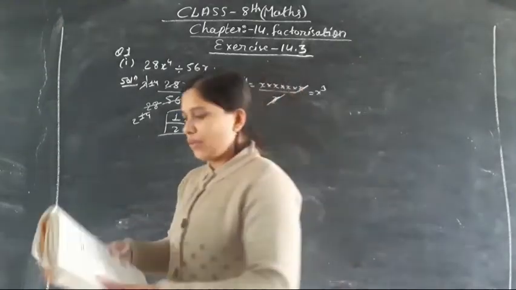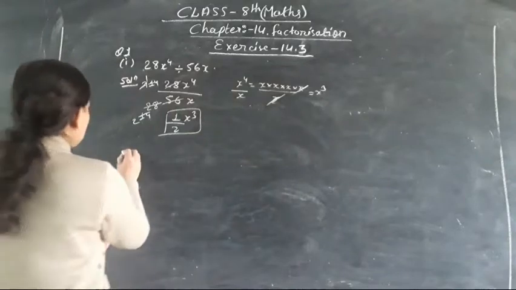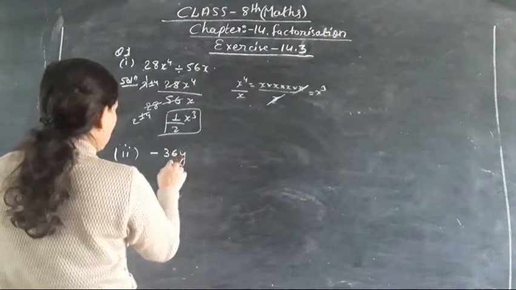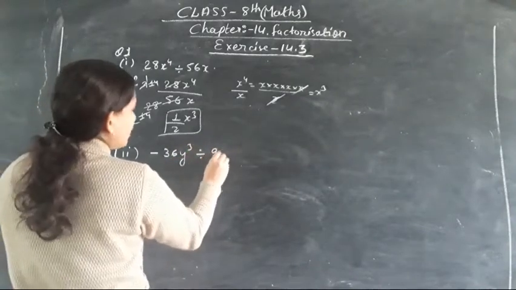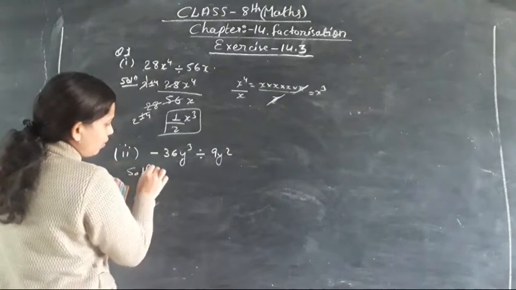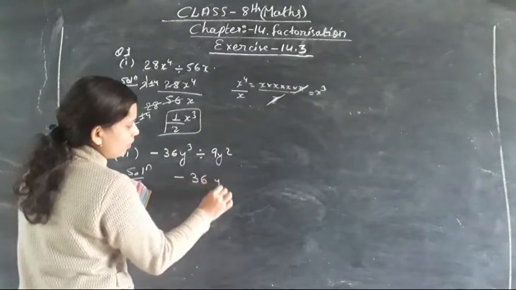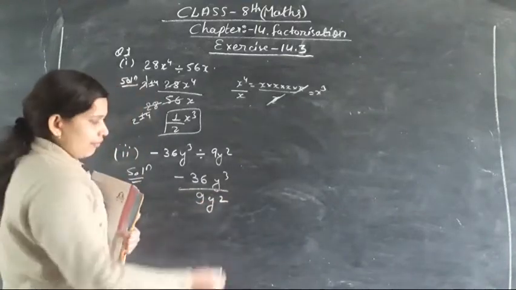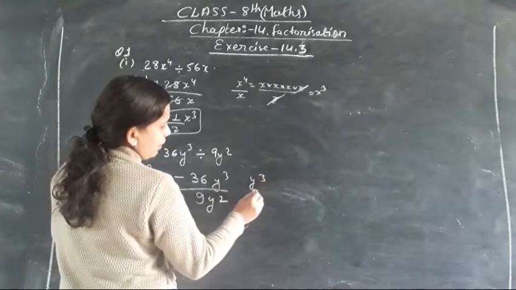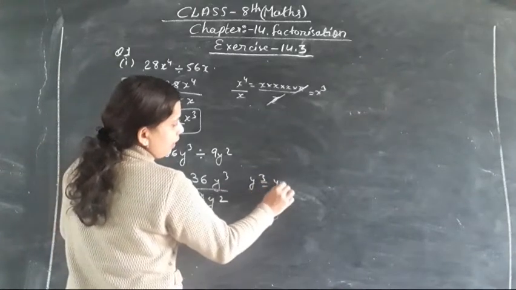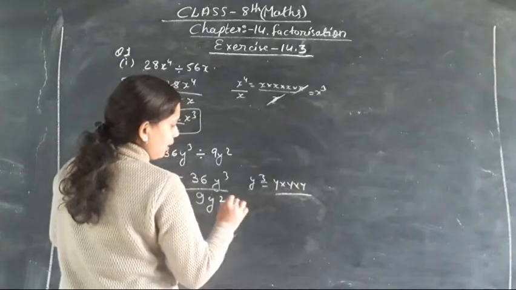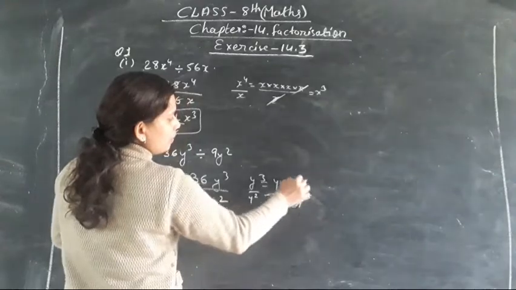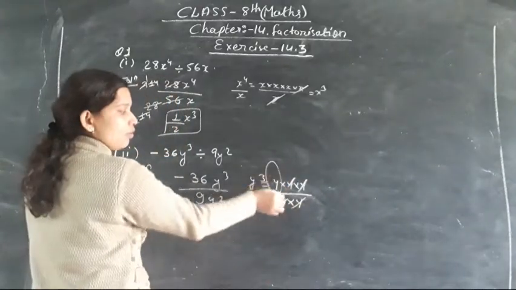In the same way you have to do the second part also. What is the second part of the question? That is minus 36x y cube divided by 9y square. This is the question we are having. How to solve this question? We are going to write it in the form of division. After writing the division, we know that y to the power 3 can be written as y into y into y, and y to the power 2 can be written as y into y. So 2 y's from the numerator and denominator are cancelled, only 1 y is left.